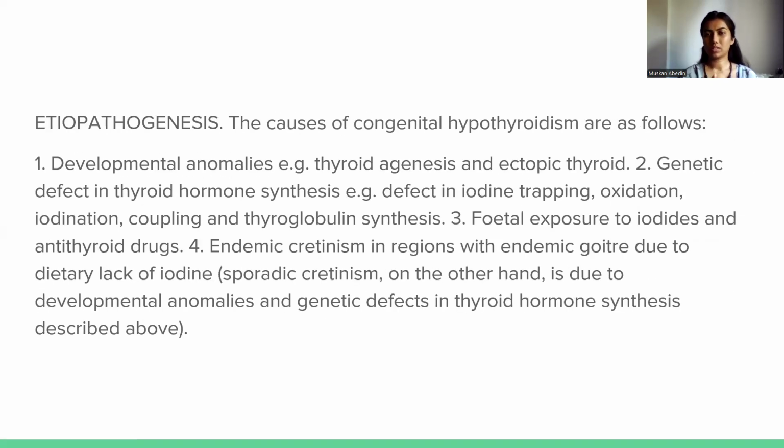So, what are the causes? The causes of congenital hypothyroidism are as follows. Developmental anomalies, for example, thyroid agenesis and ectopic thyroid. That is, there is some problem in the thyroid gland formation, or the thyroid hormones are not formed properly, or there is ectopic thyroid. Genetic defect in thyroid hormone synthesis, for example, defect in iodine trapping, oxidation, iodination, coupling, and thyroglobulin synthesis.